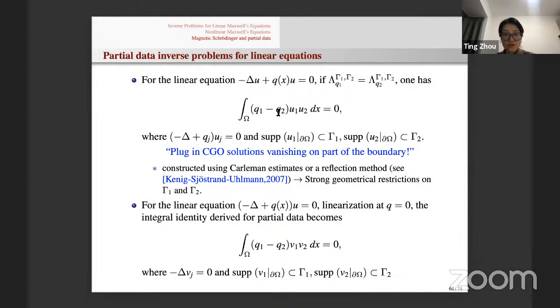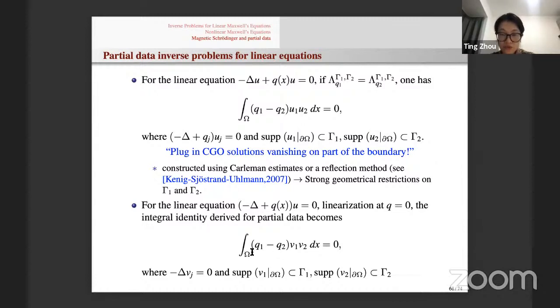And this dates back to as early as this work, where you look at, I guess, the linear equation. But here you have the partial data Calderon problem, where you have this integral identity as a comparison. But in this case, U1 and U2 are residual solutions for the linear equations. These are no longer just harmonic functions. So the construction of these solutions is different from the construction of harmonic functions vanishing on the boundary. I'll be focusing on the construction of harmonic functions vanishing on the boundary.